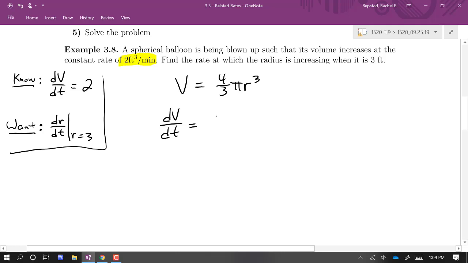4 pi r. Nope. Okay, so you get that 4/3. You get that because you're using the power rule here, right? And those 3's cancel. We're missing something. Oh, and then dr/dt? Times dr/dt, yeah.